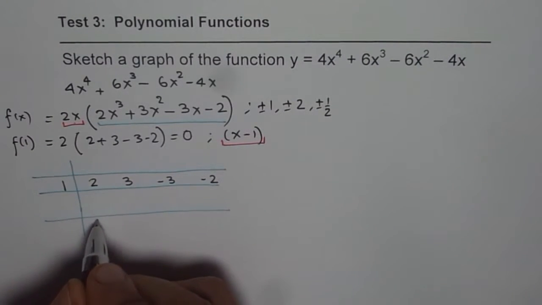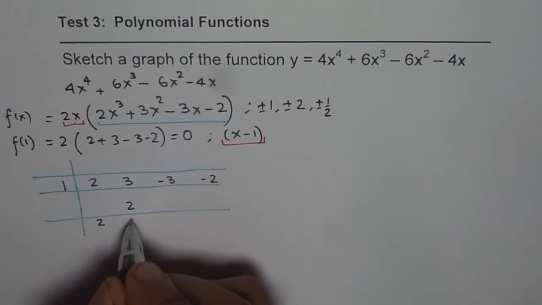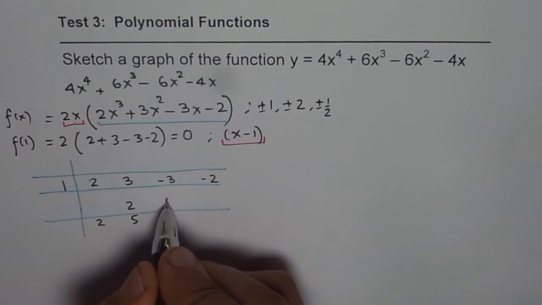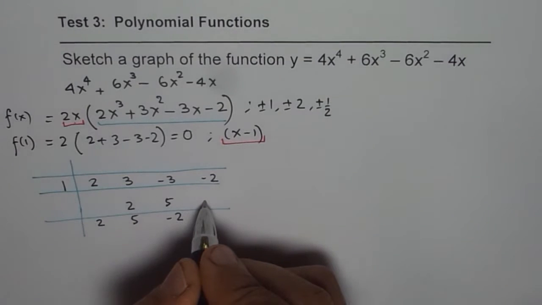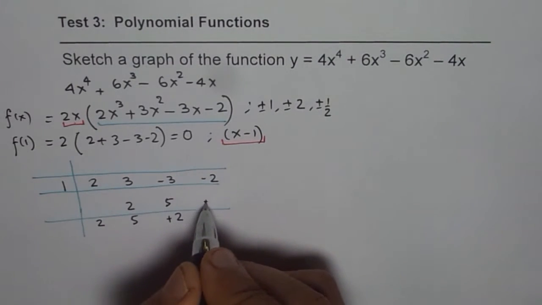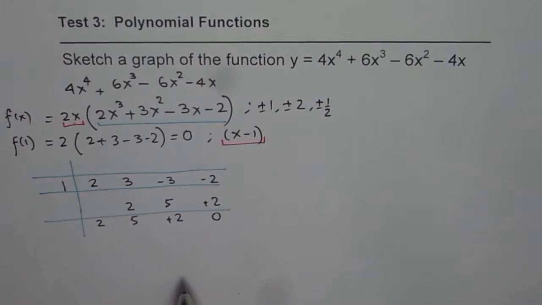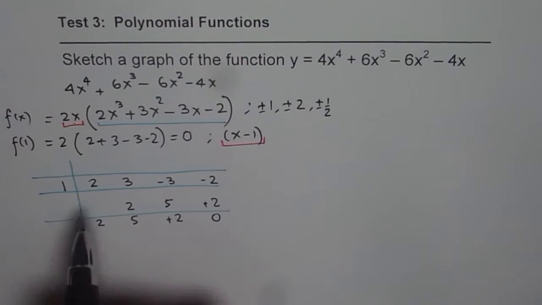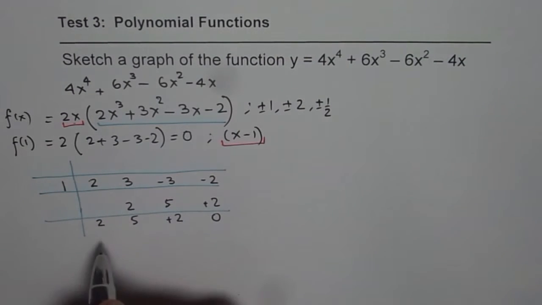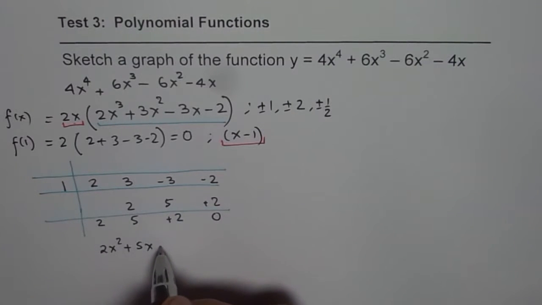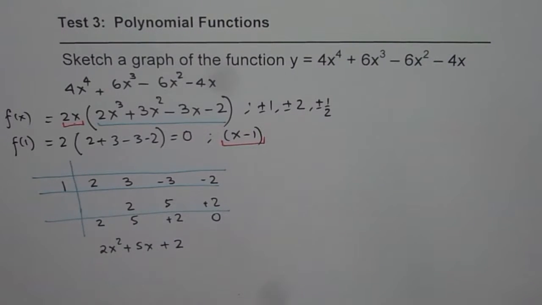So synthetic division gives us what? We bring down 2, multiply by 1, add them, 5, multiply by 1, add them, minus 2, multiply by 1, sorry, plus 2, and when we add we get 0 as expected. So zero is the remainder. Since this was a cubic which we divided by a linear factor, we get a quadratic, which is 2x squared plus 5x plus 2. So that is the last factor, the quadratic one.